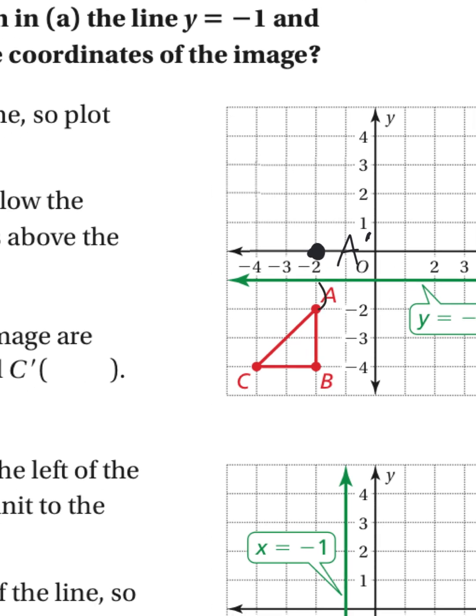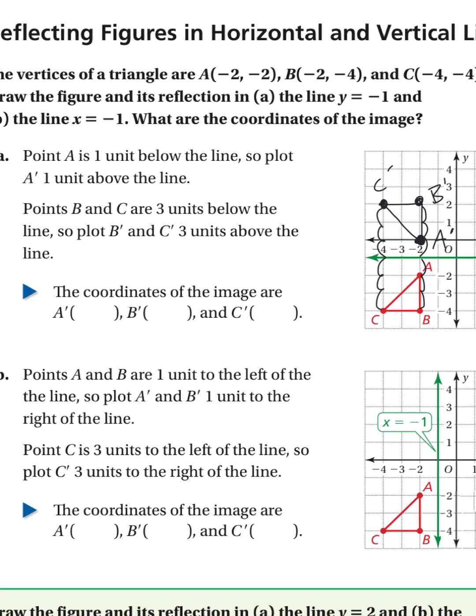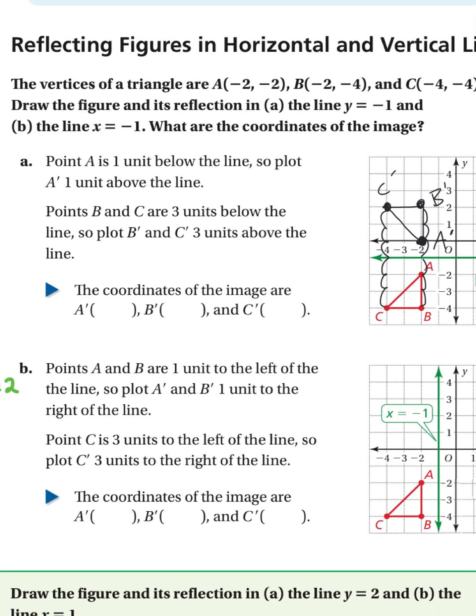Okay, so B is 1, 2, 3 units down. So now it's going to be 1, 2, 3 units up. This is our new B. Again, I add that apostrophe to show, hey, this has been changed. This is a new image. Okay, C is 3 units down. So we're going to count 3 units up. This is my new C. And if you notice, if I make a triangle, it is a perfect mirror image of the red triangle. We're going to list the coordinates of those new points. The new coordinate of A is at -2, 0. The new coordinate of B is at -2, 2. The new coordinate of C is at -4, 2.